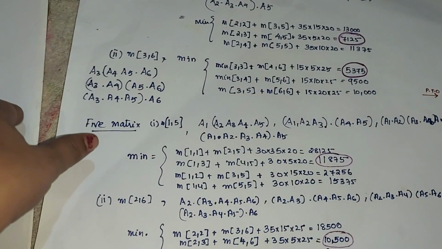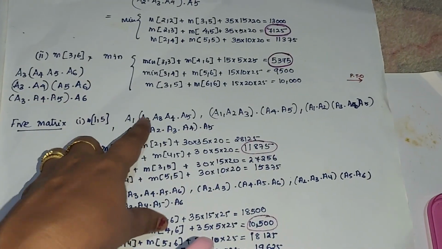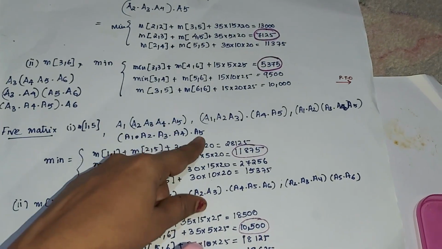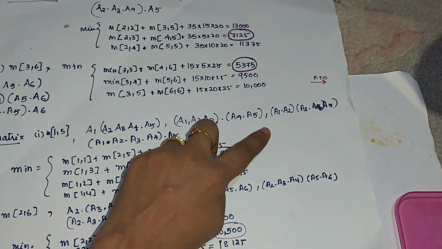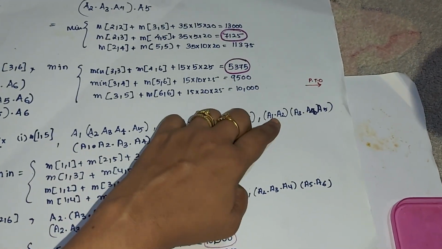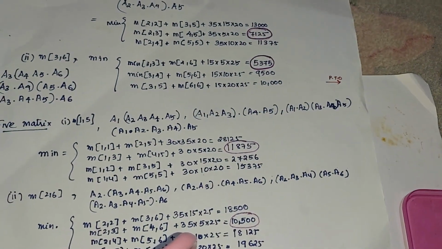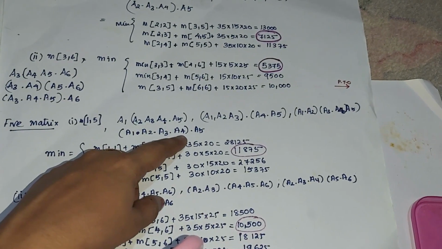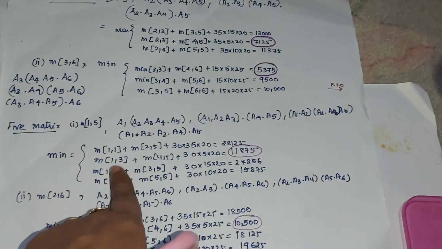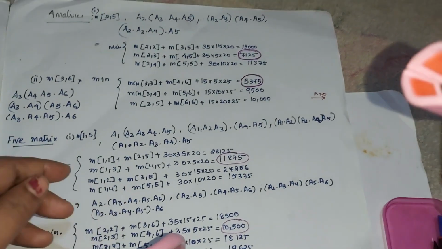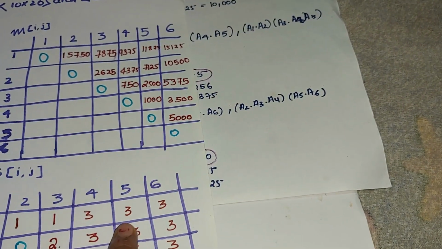Fine. Next we take the combination of 5 matrices, that is M1 to 5, that can be written as A1 alone, A2 to A5 together, then A1, A2 together, A3, A4, A5 together, then A1 to A4 together into A5. You will get a minimum value 11875, and the split has occurred from the third matrix. 1,5 is 11875, and split has occurred from the third matrix.